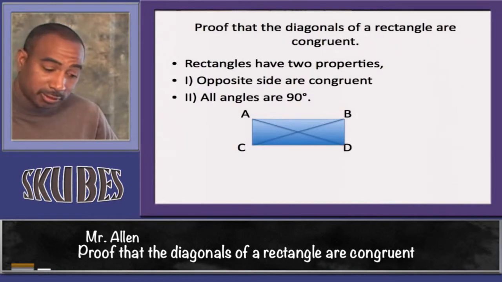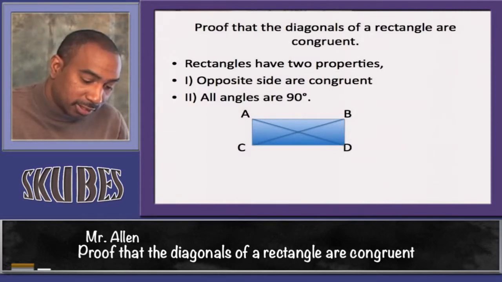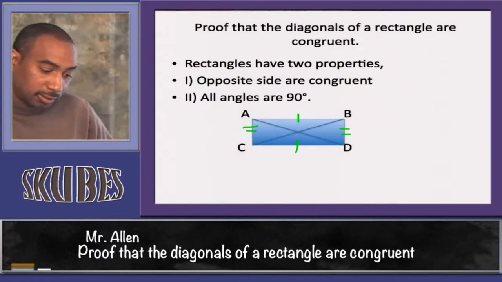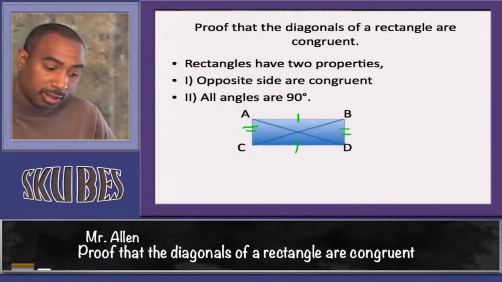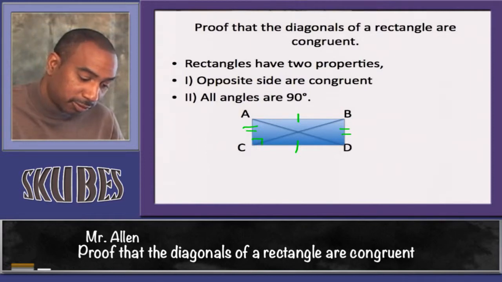Rectangles have two properties. Opposite sides are congruent, which means that AB is the same as CD, and AC is congruent to BD. And the second one is all angles are 90 degrees. So all four of these angles are 90 degrees.